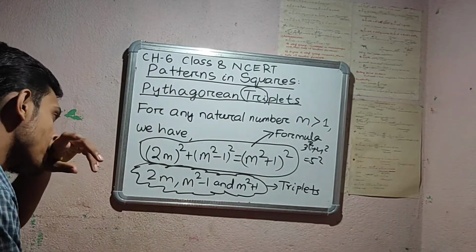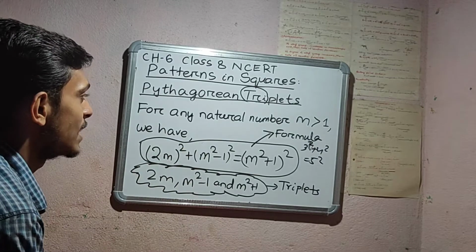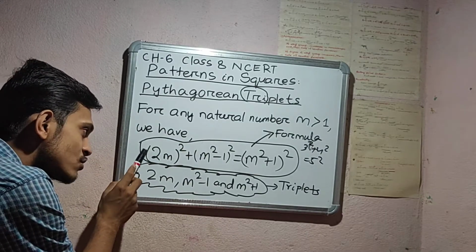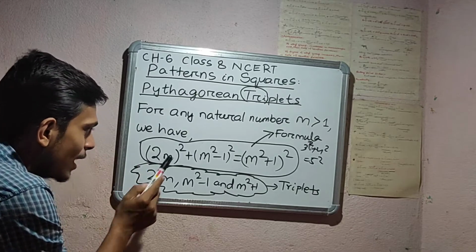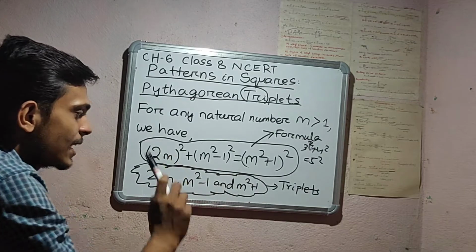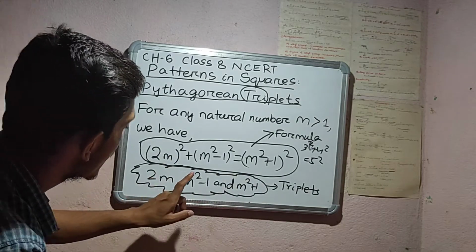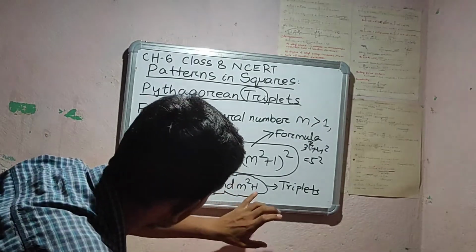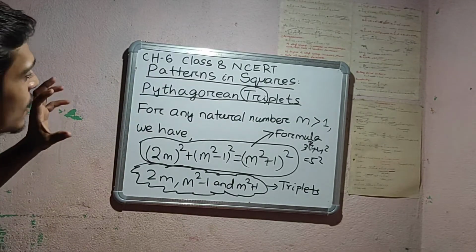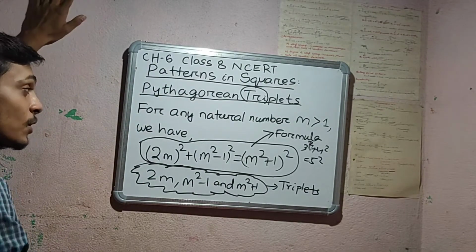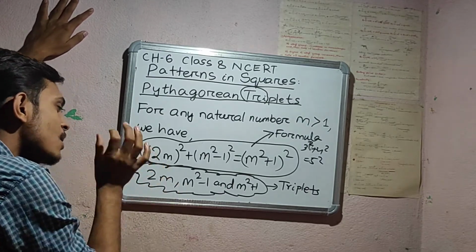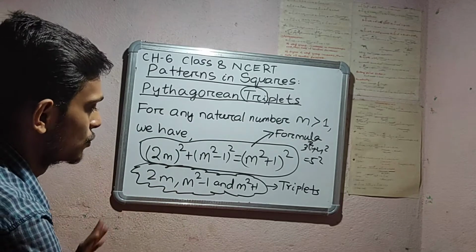This is the formula for finding the Pythagorean triplet. The triplet is of the form 2m, m squared minus 1, and m squared plus 1. In your question, you are given m, and you have to find these three values.